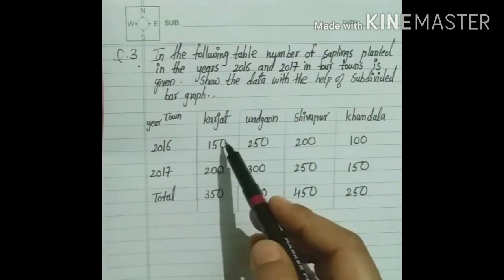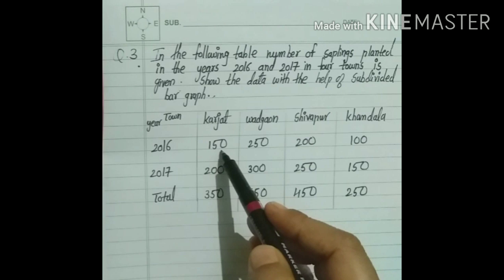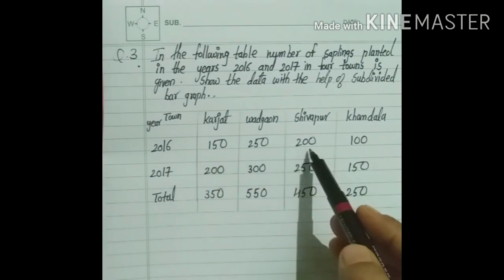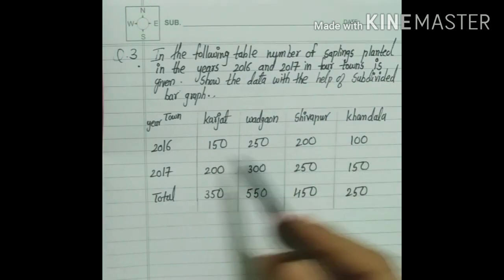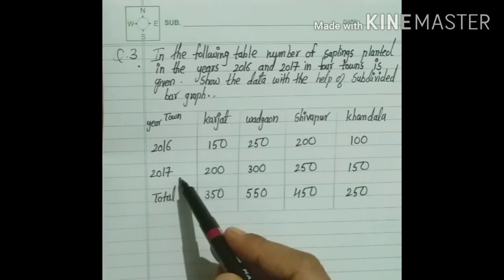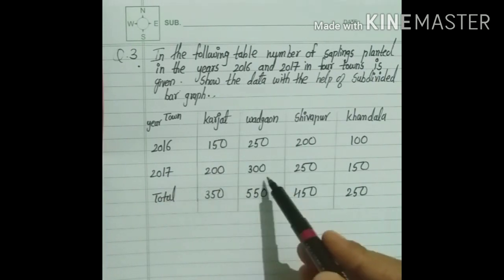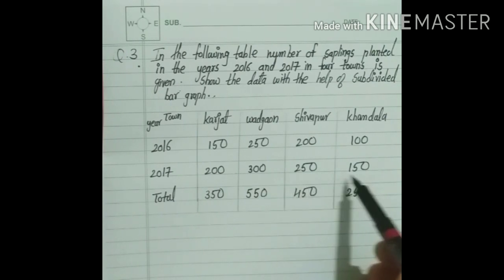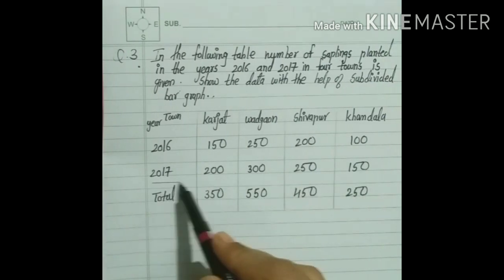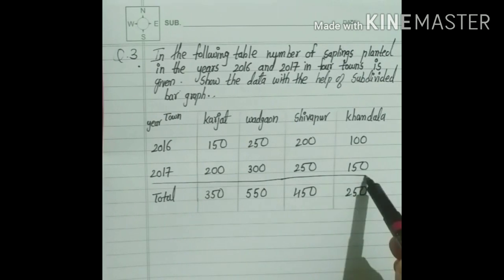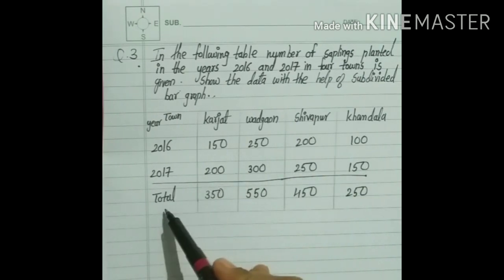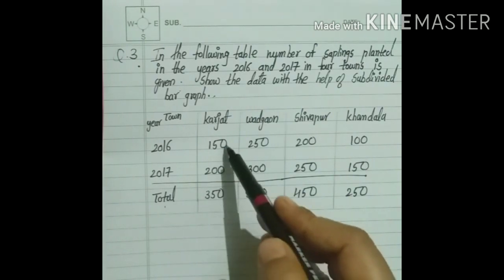2016, how many saplings planted, children? 150, 250, 200, 100. And in year 2017, how many saplings planted in Karjat, children? 200, 300, 250, 150. Up to here, children, it is given in the question. Okay. After that, one more column we have to add, that is the total column, children. Now we have to do the total of these two.